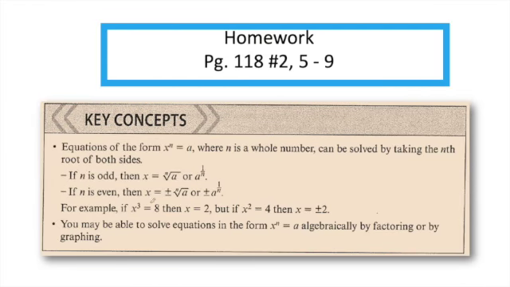So just remember, here are some key concepts. Equations of the form x to the n equals a, where n is a whole number, can be solved by taking the nth root of both sides. If n is odd, then the nth root of a is equal to a to the 1 over n. If n is even, then it's plus or minus that. Don't worry too much about that. But for the example there, x cubed equals 8, then x equals 2. But if it's to the positive 2, because it's even, then it's going to be plus or negative 2. Don't worry too much about that. Just remember to take the nth root of the equations when you're doing your homework.